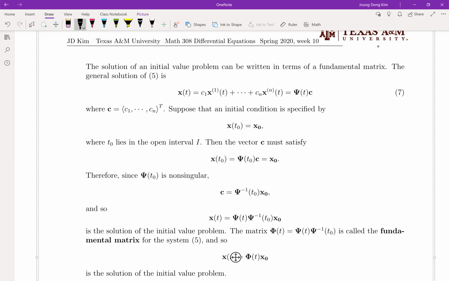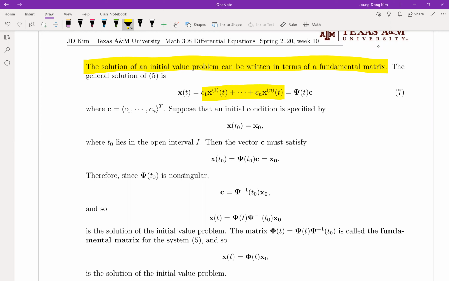The main idea about this page is that the solution of an initial value problem can be written in terms of the fundamental matrix. It is kind of like deriving the formula, but this is useful, so we can use it. First of all, let's say your solution is the linear combination form of your fundamental set of solutions.